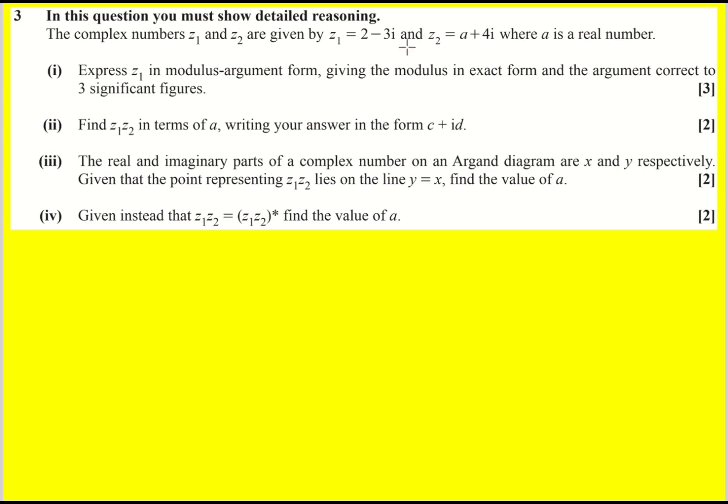Got a couple of complex numbers. We've been given what Z1 is, and Z2 involves an unknown. We're asked to express Z1 in modulus argument form. So I'm just going to draw it on an Argand diagram.